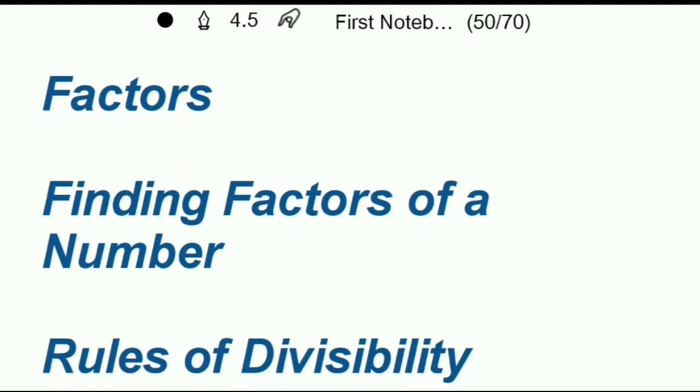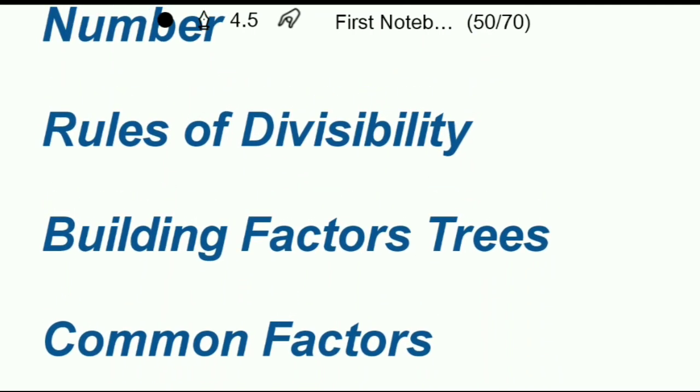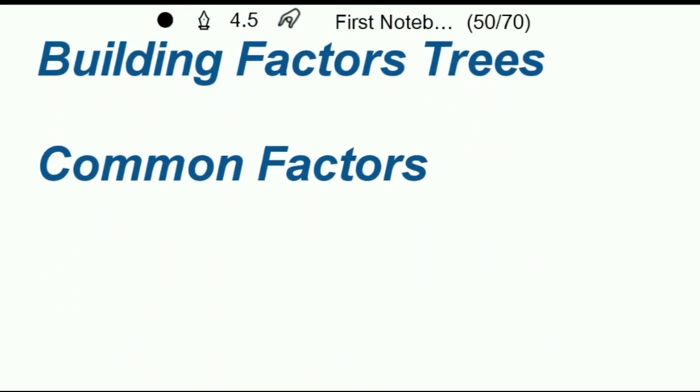Now after this, let's see the recap of this chapter, and this chapter is completed in only one video. In this one, we have learned factors, finding factors of a number by using two methods, multiplication as well as division, rules of divisibility by 2, 5, 10, 3 and 9, building a factor tree, and the common factor.